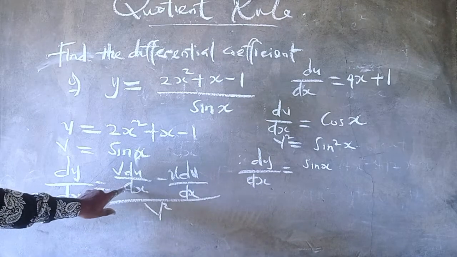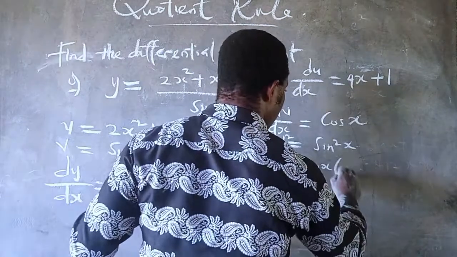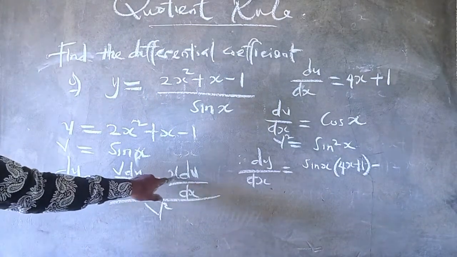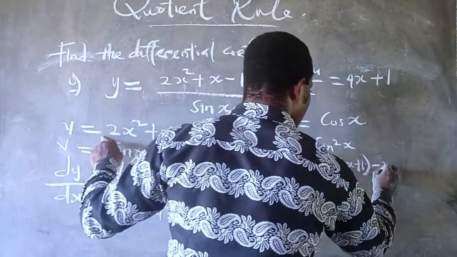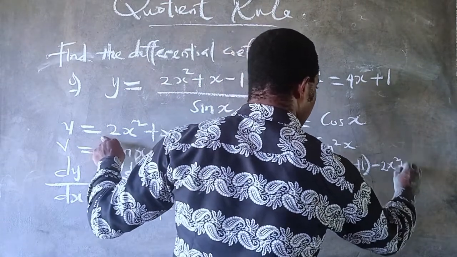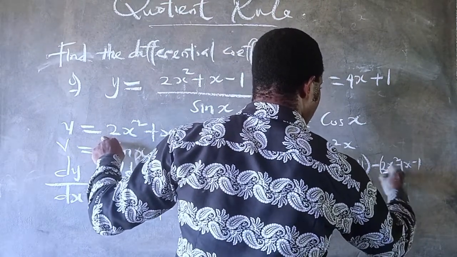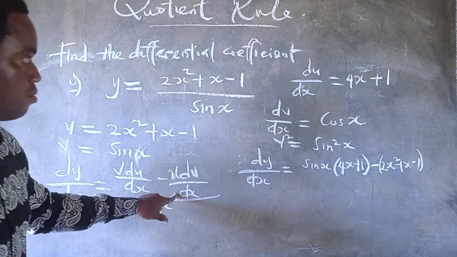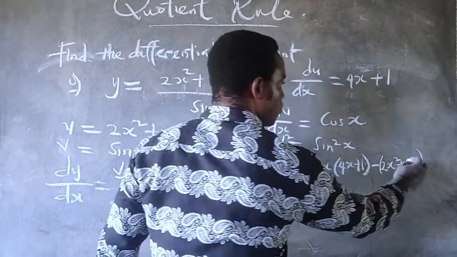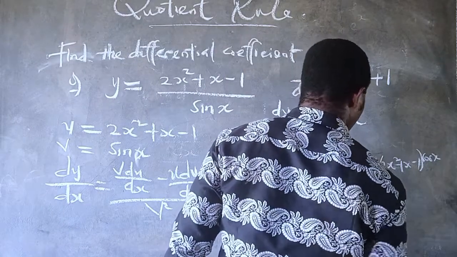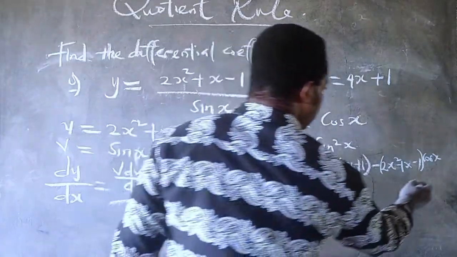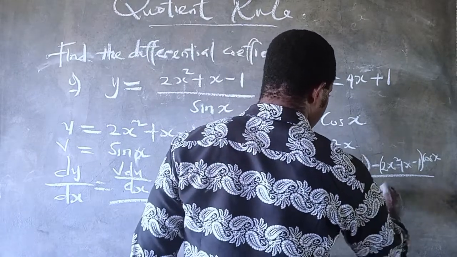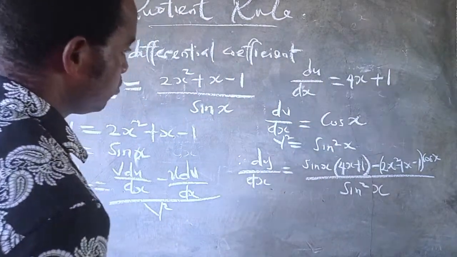Sine x, right? And the derivative of u with respect to x is 4x plus 1 minus u, which is (2x squared plus x minus 1). We should put that in a bracket to avoid ambiguity. And what is the expression for du/dx, which is the derivative of u? That is cos x, all divided by v squared, which is sine squared of x.